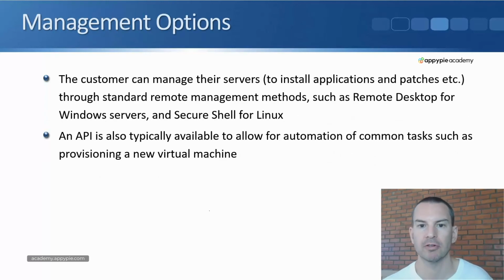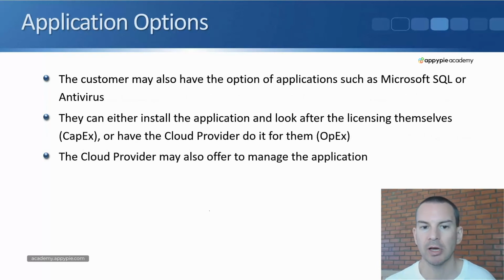The customer can manage their servers to install applications and patches, etc. through standard remote management methods such as remote desktop for Windows servers and secure shell for Linux. You saw that earlier in this lesson when I gave you the demo. An API is also typically available to allow for automation of common tasks such as provisioning a new virtual machine. The customer may also have the option of applications such as Microsoft SQL or antivirus. They can either install the application and look after the licensing themselves, which would be a capital expenditure, or they can have the cloud provider do it for them, which would be an operational expenditure.